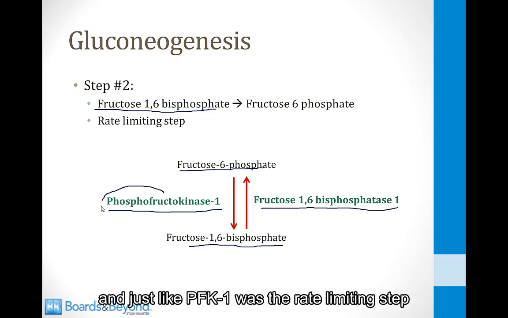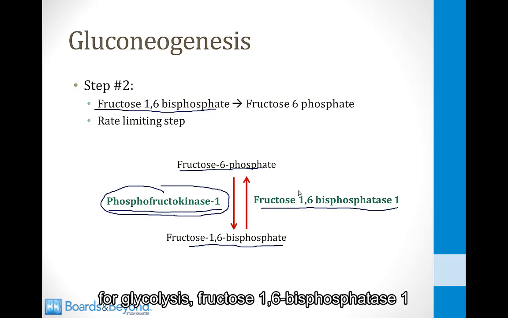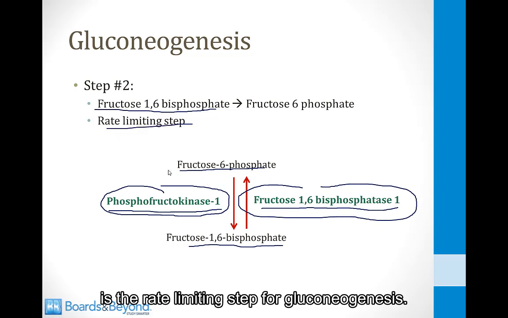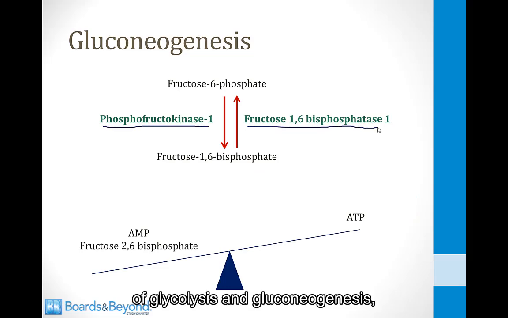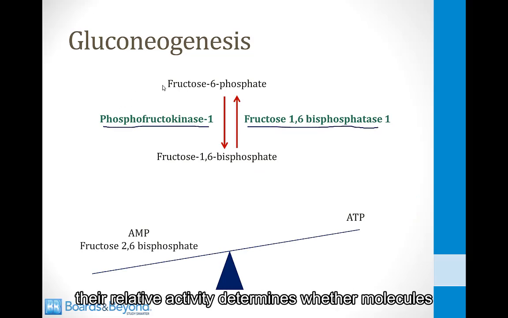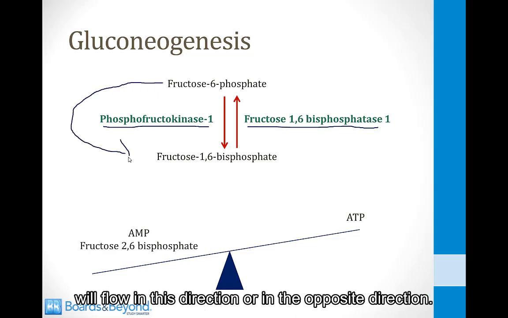And just like PFK1 was the rate-limiting step for glycolysis, fructose 1,6-bisphosphatase 1 is the rate-limiting step for gluconeogenesis. Because these two enzymes are the rate-limiting steps of glycolysis and gluconeogenesis, their relative activity determines whether molecules will flow in this direction or in the opposite direction.